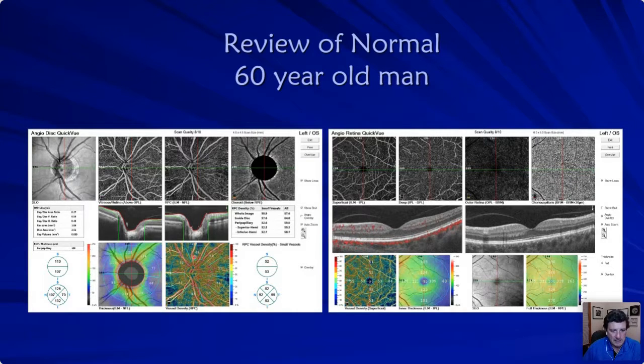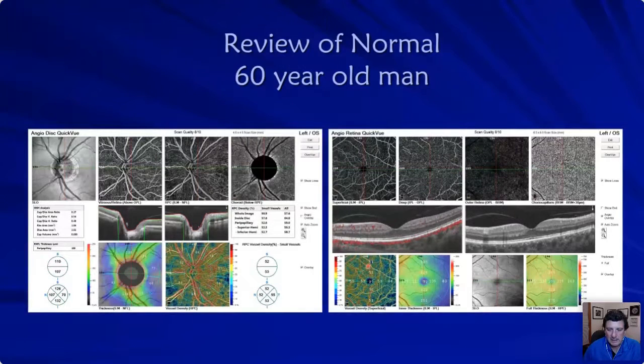And you could see nice, healthy radial peripapillary capillary density, superior, inferior, nice nerve fiber layer thickness. This is another nerve fiber layer. You can see what the scans look like. Come over here, look at his retina scan. You can see he has a little bit of a vitreomacular adhesion. We'll talk about that here shortly at 60 years old.